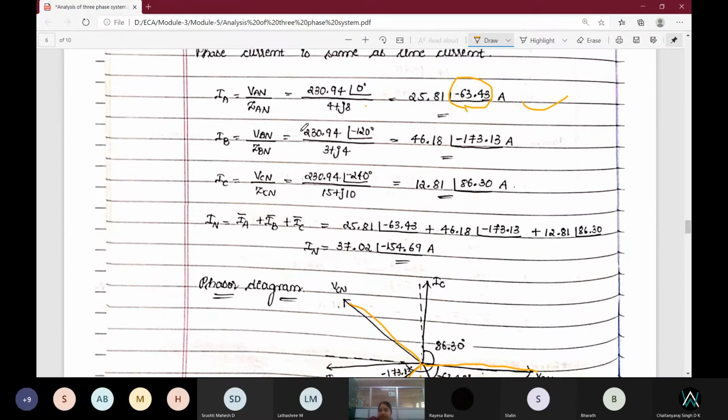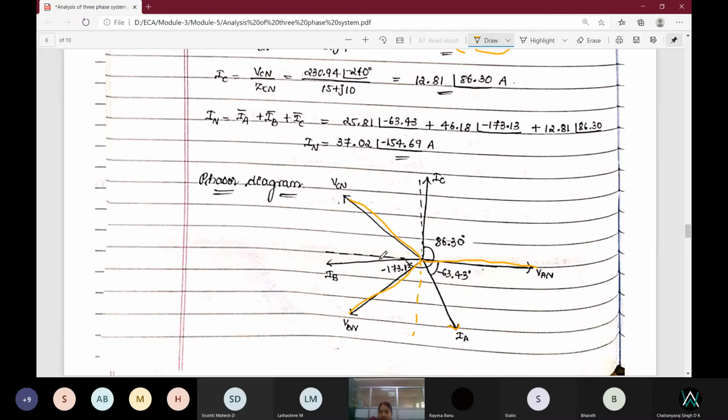That is IA. Next IB, which is minus 173. Minus 173 should be near to minus 180. The angle is greater than 120 and less than minus 180, so it will be between here. So it is minus 173.13.